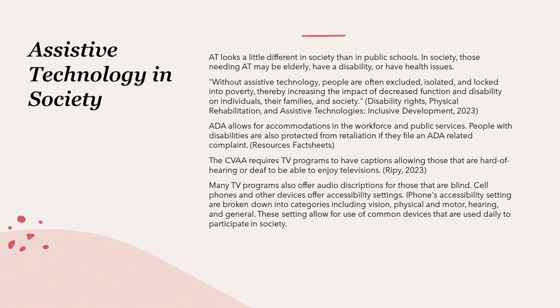Cell phones and other devices offer accessibility settings. iPhone's accessibility settings are broken down into categories, including vision, physical and motor, hearing, and general. These settings allow for use of common devices that are used daily for people to participate in society. I have personal experience with the use of some of these devices. As a person with permanent hearing loss, I do have significant hearing loss, which makes it difficult at times for me to hear things like the TV.